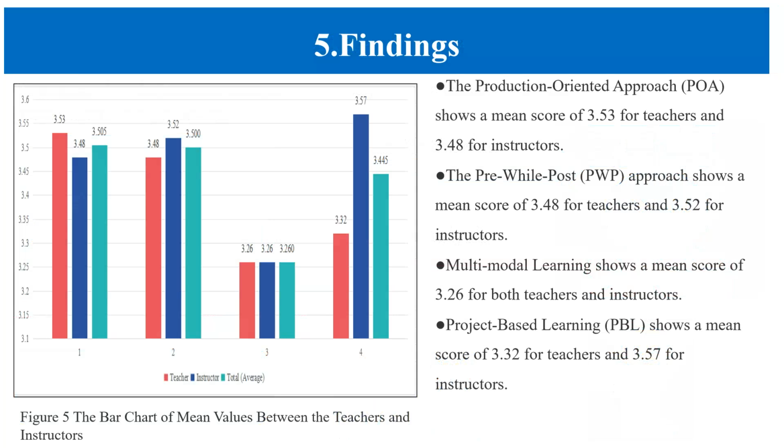Next part is about the findings. It can be explained by the data that the grand mean of the POA was 3.51, the PWP was 3.50, PBL was 3.45, and the multimodal was 3.26, which means most of the teachers pay more attention to the production of knowledge, creating real life scenarios, focusing on output driven tasks, and teacher student collaborative assessment. However, according to the data, the multimodal rated lower. The possible reasons behind this lower rating and satisfaction may include a lack of familiarity and training, technical challenges, time and resource constraints, and the inertia of traditional teaching methods.